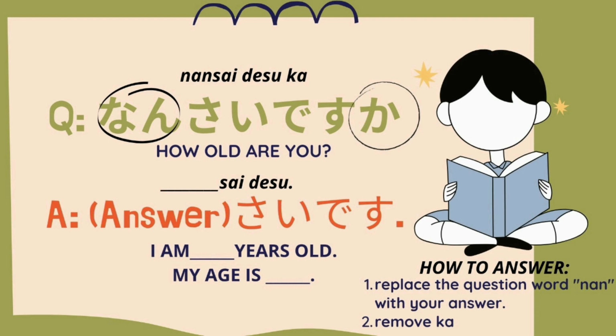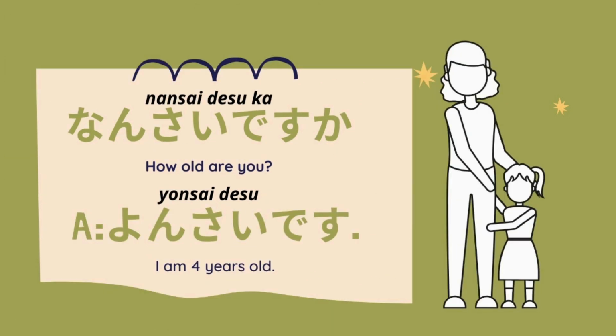Right, let's try answering the question nansai desu ka? How old are you? The answer here is yonsai desu. Yonsai desu, which means I am 4 years old. In my case, I am 23 years old, so my answer is nijuusansai desu.